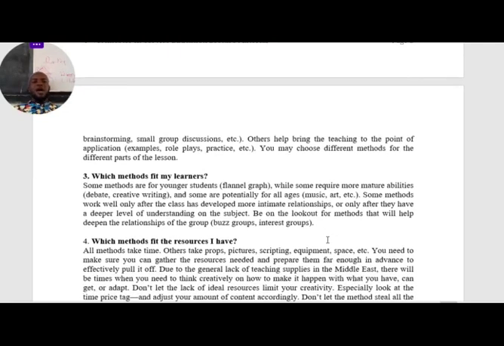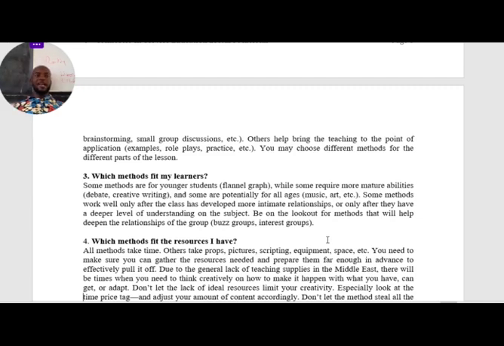Another one is which method fits the learners. So when I'm going to teach a lesson, I should look at whether the method that I'm going to employ fits my learner. That means I have to know my learners: the level of their understanding, the pace at which they understand, how they see things before I apply a specific method. Some methods are not good for our learners.